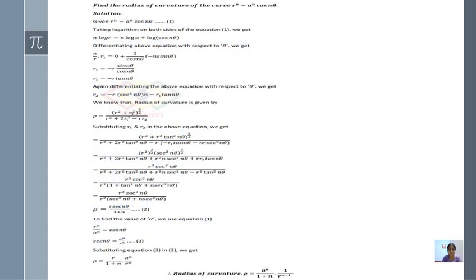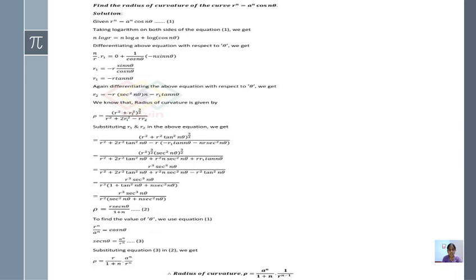Now let us see the problem of radius of curvature of polar curve, that is, find the radius of curvature of the curve r to the power n is equals to a to the power n cos n theta. It becomes equation 1. By taking log on both sides we get n log r is equals to n log a plus log of cos n theta.